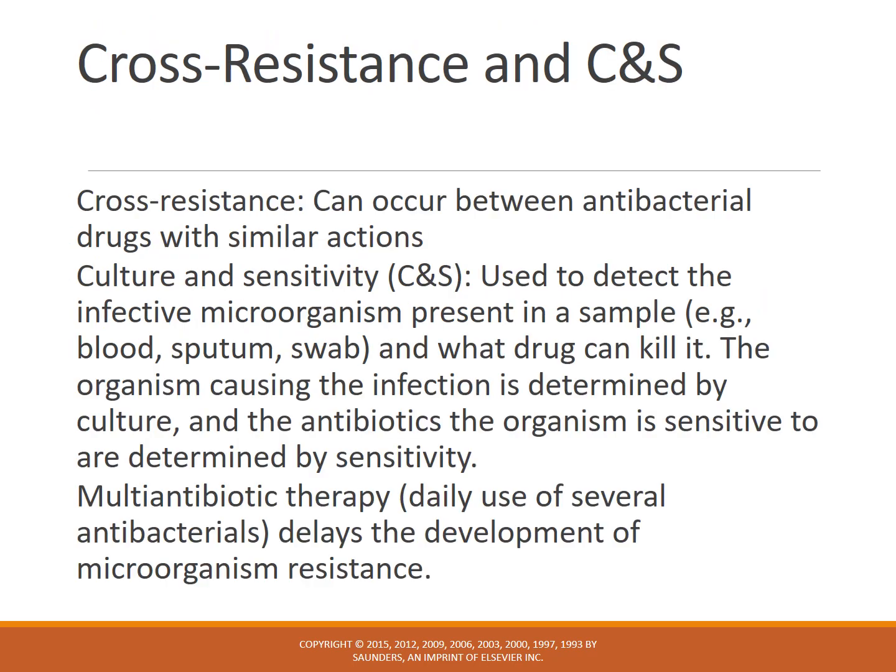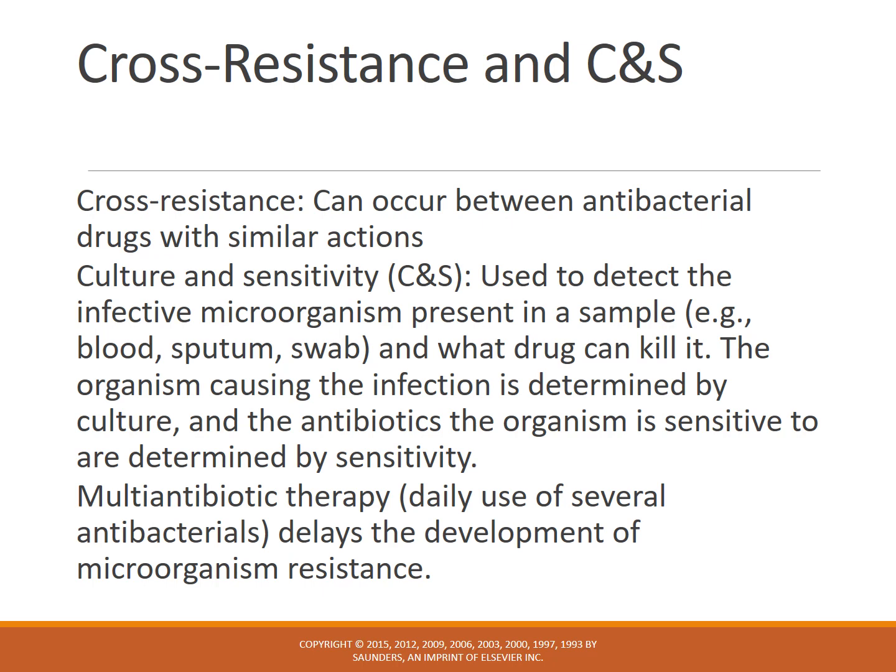One thing that can also occur is if the chemical structure of the antibiotic is similar to another and a bacteria becomes resistant, they can become resistant to multiple antibiotics in the same class because they have the same chemical structure. So that's what cross resistance is. So it can occur between antibacterial drugs with similar actions or similar chemical structures.